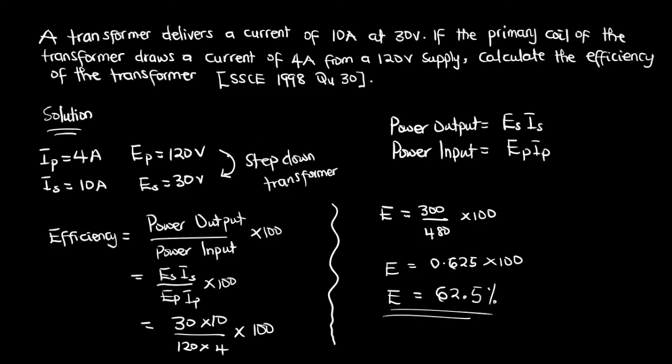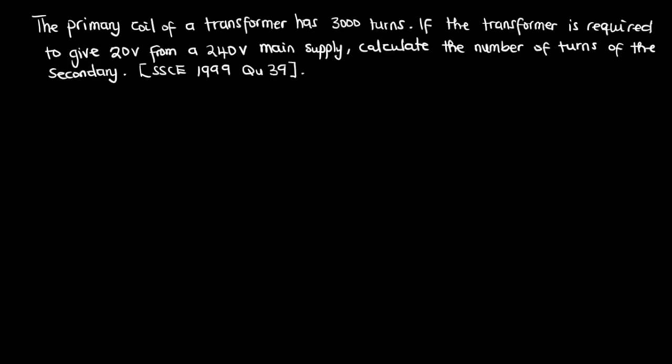In as much as the voltage is reducing from 120 to 30, you can realize that the current inside is rather increasing, right? That is the relationship between the voltage and the current. They are inversely proportional when it comes to transformers. All right, so let's have a look at another question.